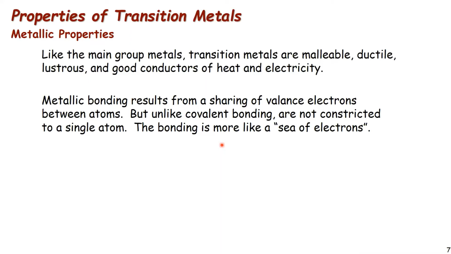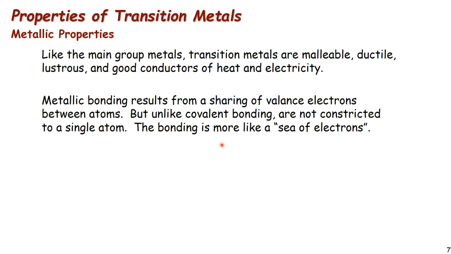So unlike covalent bonding, where a pair of electrons is restricted between two nuclei, or unlike ionic bonding, where there's a complete transfer of electrons from one atom to another, that isn't true for the metals. In the metals, the valence electrons are free to hop between any nuclei. So they're mobile. They're actually able to go from any atom to another atom. That's what makes them electrically conductive.